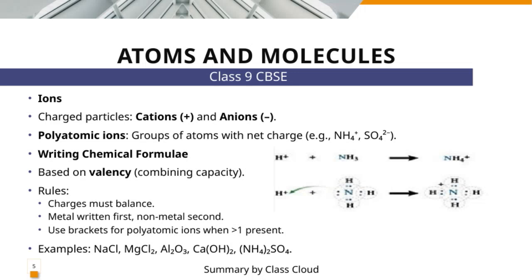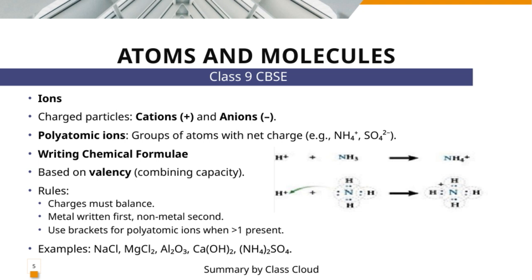Let's take a closer look at the concept of ions. Ions are charged particles, which means they have either gained or lost electrons. When they carry a positive charge, we call them cations, and when they have a negative charge, they are anions. Now, there are also polyatomic ions, which are groups of atoms that together have a net charge. For example, ammonium, NH4+, and sulfate, SO4 2-, are common polyatomic ions.